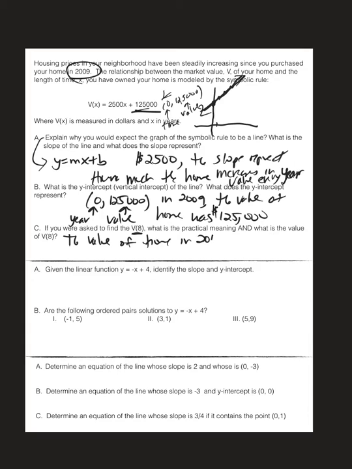in 2017. I basically would take 8 and plug it in for the input variable and figure out what the output would be. If each year is 2,500 and I multiply that by 8, that would give you 20,000. So in 2017, this home would gain $20,000 in value, which would make it $145,000 in value.